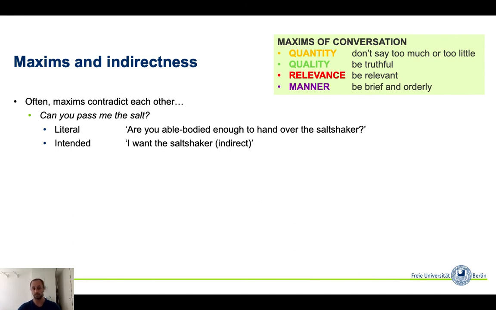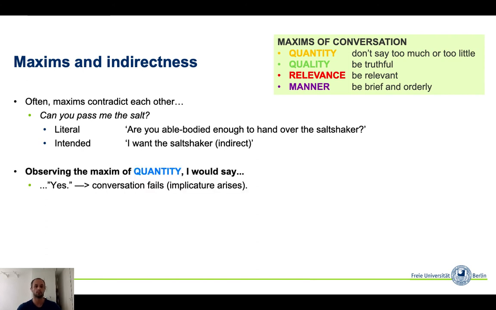So we have the situation where someone says something like, "Can you pass me the salt?" And now the literal meaning would be, I ask you whether you are able to hand me the salt shaker, right? This would be a very unusual request, or a question. What is intended? What is the speech act actually aiming at is, I'm not asking whether you are capable, I'm asking you to hand me the salt shaker.